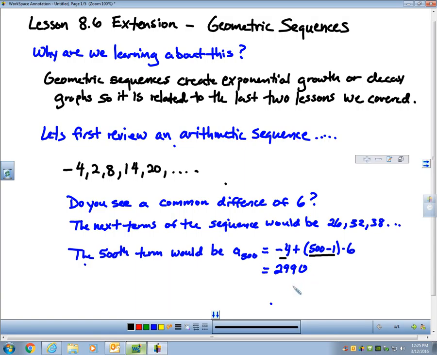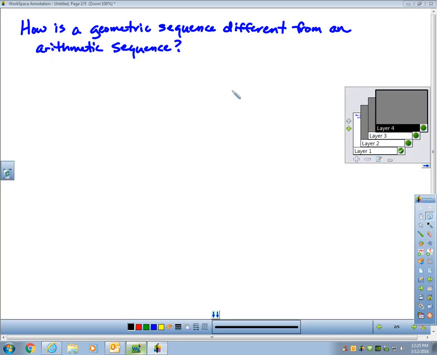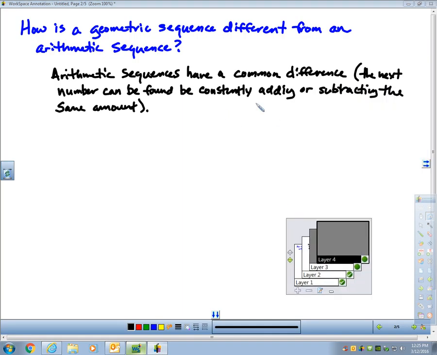I even had a problem like that on our final exam. It was something we covered in first semester. Now, with that review, let's talk about what a geometric sequence would look like. How is a geometric sequence different from an arithmetic sequence? An arithmetic sequence has a common difference. We can always find it by finding what is constantly being added or subtracted each time. Pretty easy to find an arithmetic sequence.